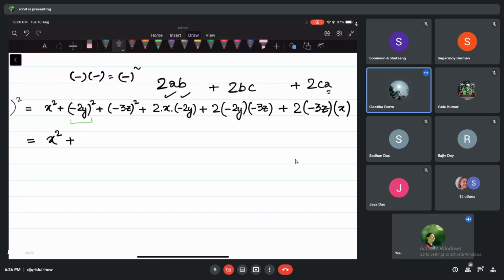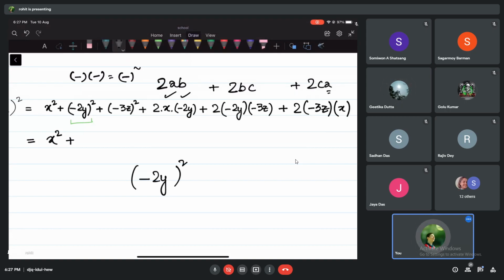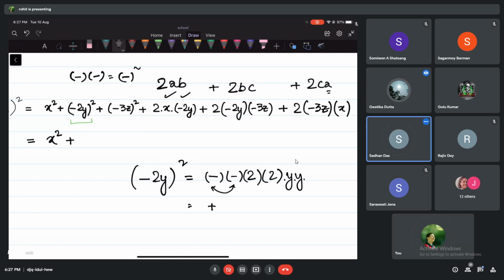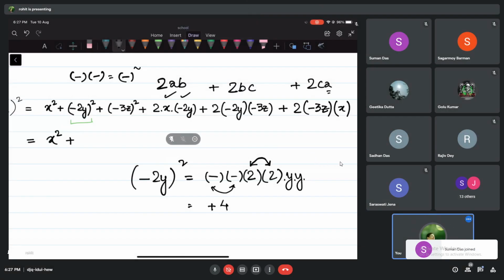No, sir. Can you please explain? I will repeat again. See, minus 2y whole thing squared, no? But here, square, right? Okay, check. What does it mean? Square of minus means what? We have to take minus twice, no? Then we have 2, again 2, right? Square of 2 means this. Square of y means this, right? Yes, sir. Okay, so minus into minus is how much? Plus. Minus into minus is plus. 2 into 2? 4. Yes, 2 into 2 is 4.